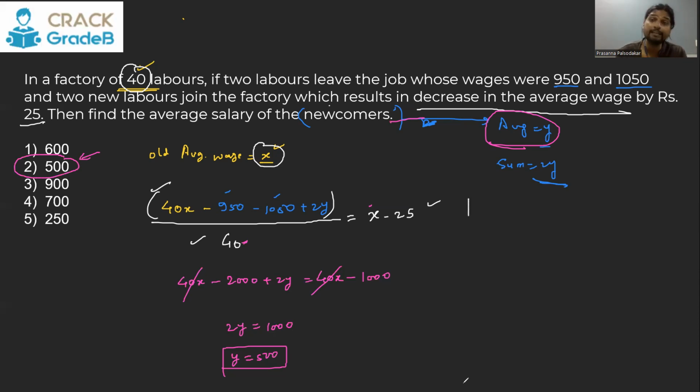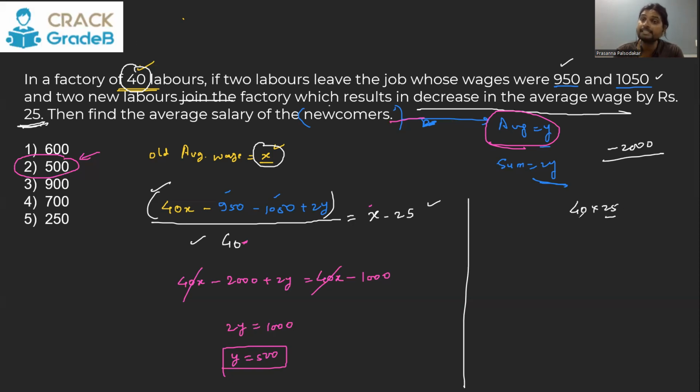Now, if you think the chocolate theory way here, you just have to understand there are 40 laborers and from them you are taking away 950 and 1050. That means total 2000. So it's as if you are taking away 2000 chocolates from them. But everybody is ultimately losing only 25, because earlier also there were 40 laborers, new number also 40 laborers. So from the 40 people, you are taking out 2000, but resultantly everybody is only giving away 25.